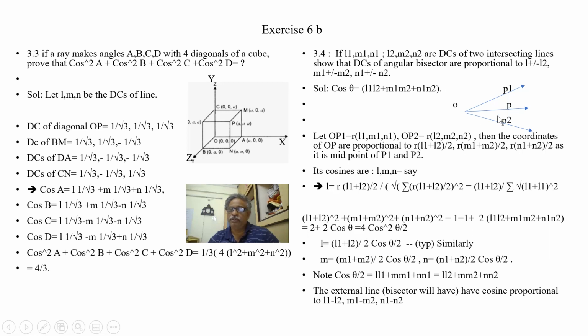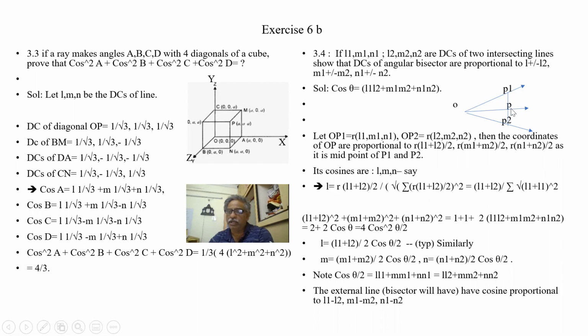So the value of this is proportional to l1 plus l2, but the actual value is l1 plus l2 by 2 cos theta by 2, m1 plus m2 by 2 cos theta by 2, n1 plus n2 by 2 cos theta by 2. Cos theta by 2 is in the denominator. I put it under root because this is the root: the root of 4 cos square theta by 2 is 2 cos theta by 2. Okay, what is cos theta otherwise?